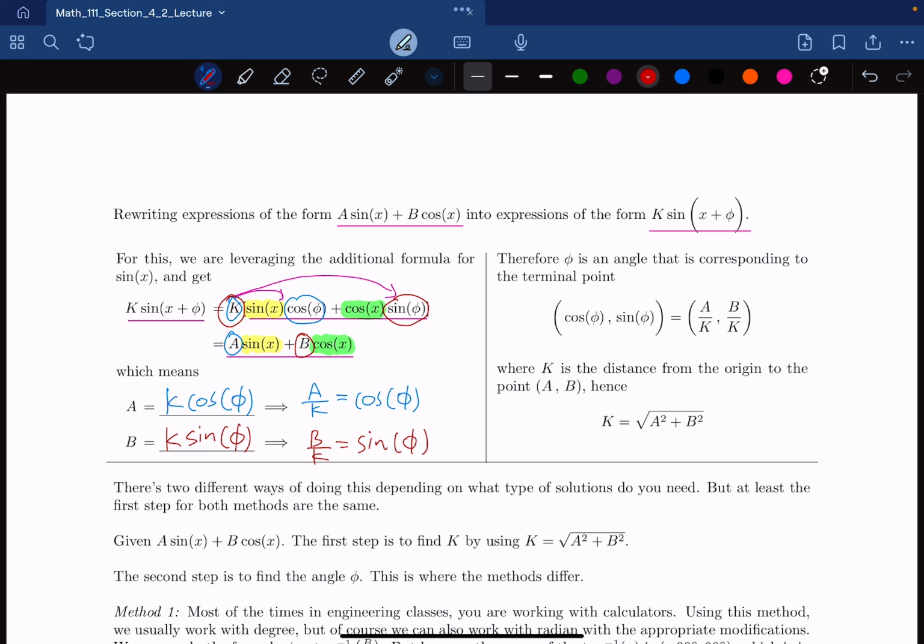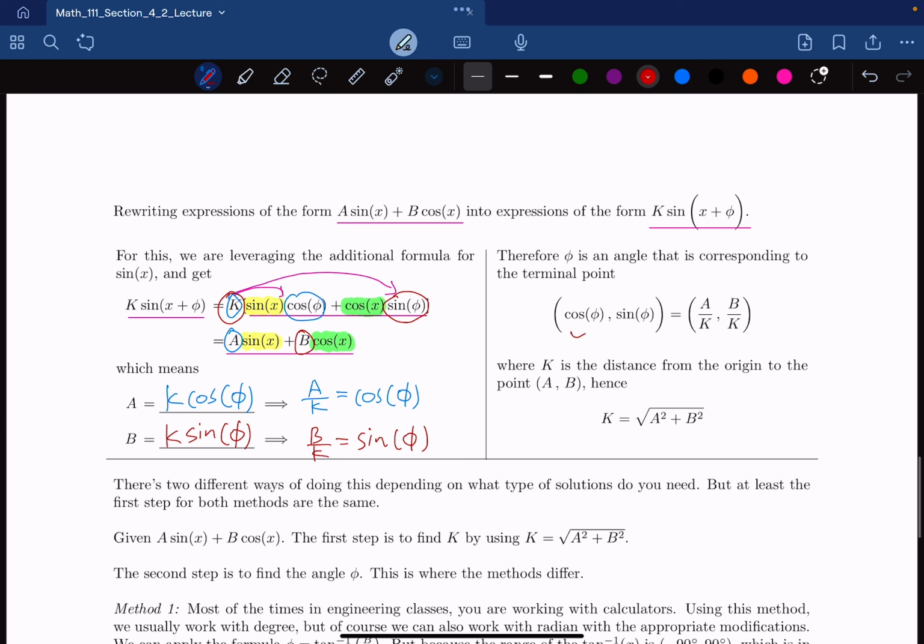So why does that help? Well, because we know the expression for cosine of phi, sine of phi, this thing right here, as a terminal point corresponding to the angle phi. In other words, the coordinate point of a over k comma b over k, that coordinate point is the terminal point corresponding to the angle phi. This is going to help me identify exactly what this phi value is going to be.